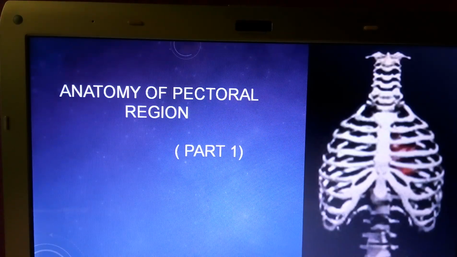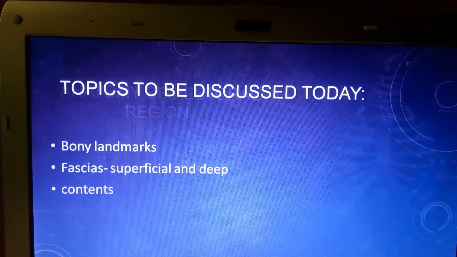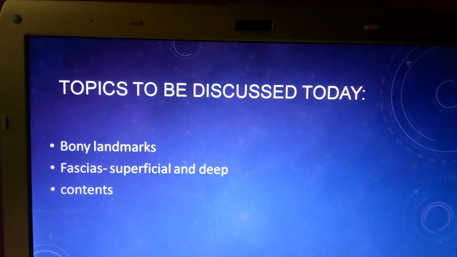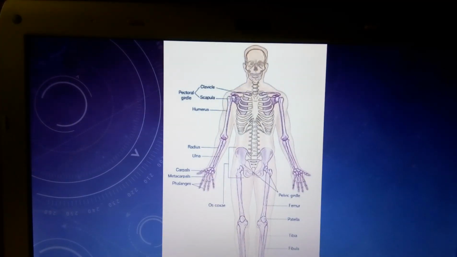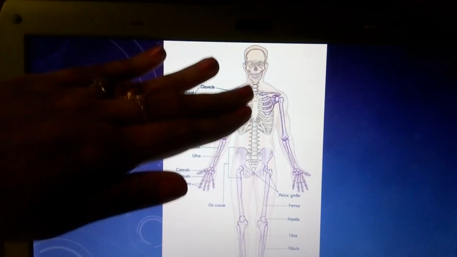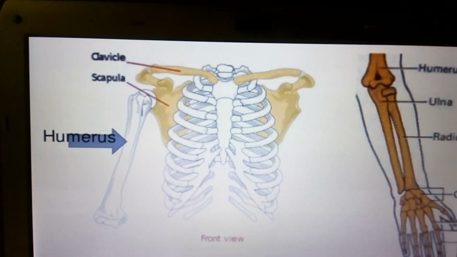So here is my first video on anatomy of the pectoral region. Here we'll be discussing what the pectoral region is, what the landmarks are, what all the fascias are, and what all the contents present in this pectoral region are. The pectoral region is nothing but the anterior part of the chest.